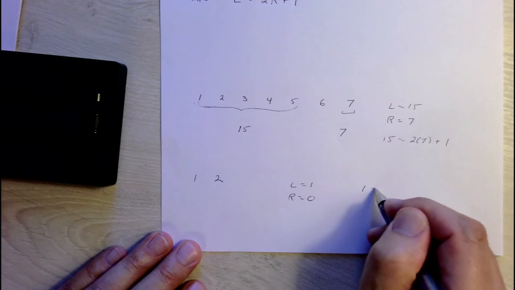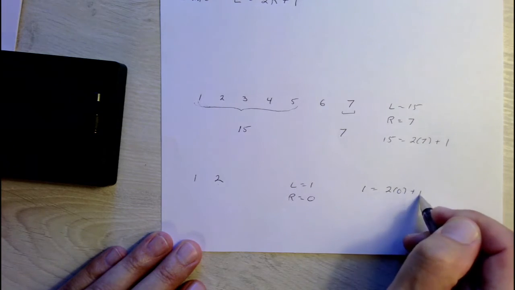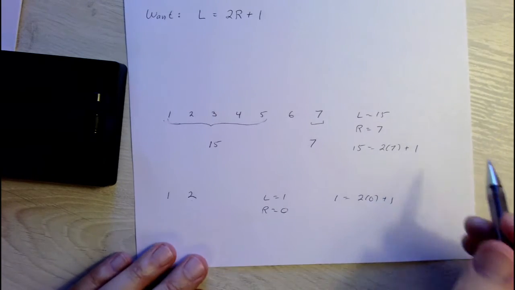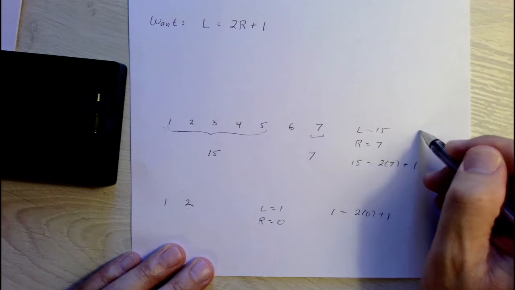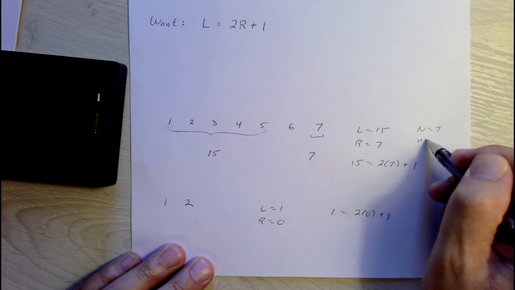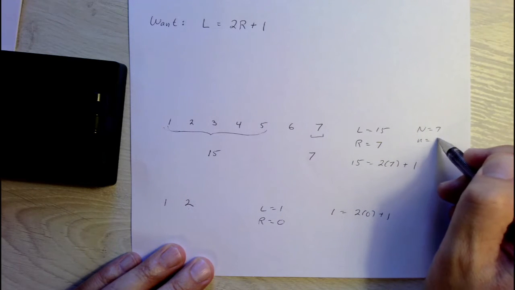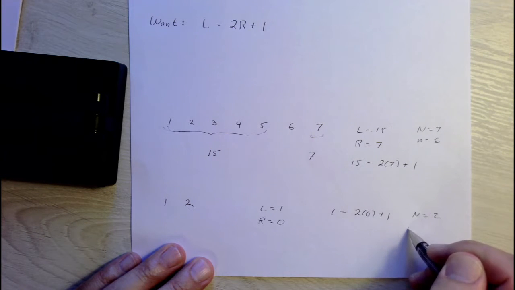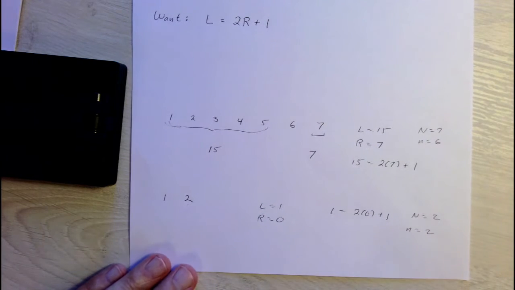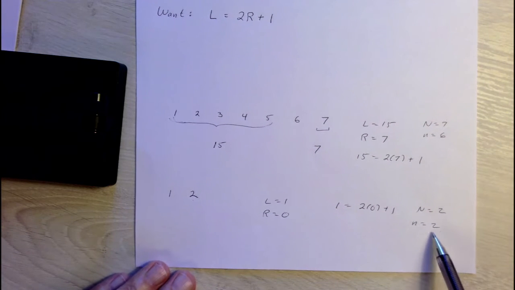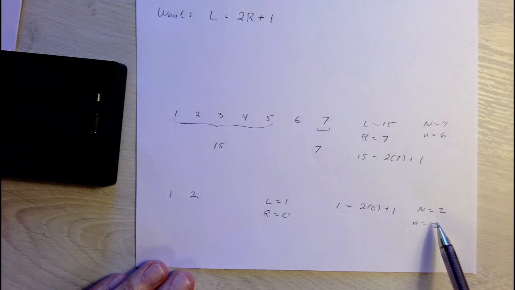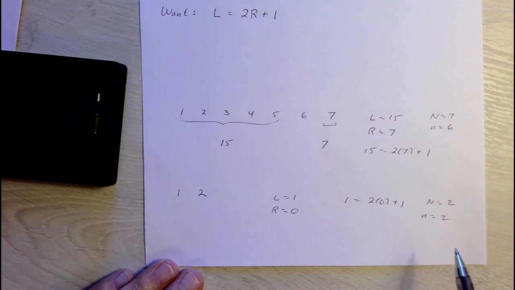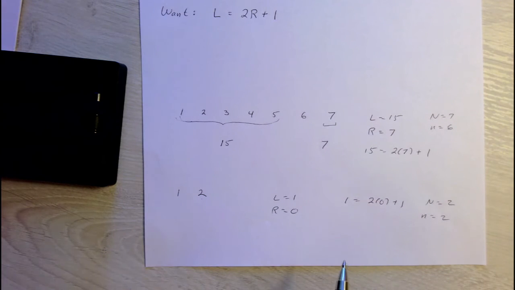And again, 1 will be 2 times 0 plus 1. Okay. So in this example, we got a case where we got a solution where capital N is 7 and little n is 6. And in this case, capital N is 2 and little n is also 2. Okay. This is kind of a ridiculous solution, because in general we're going to be interested in the case where my house is not going to be at the very end of the street.